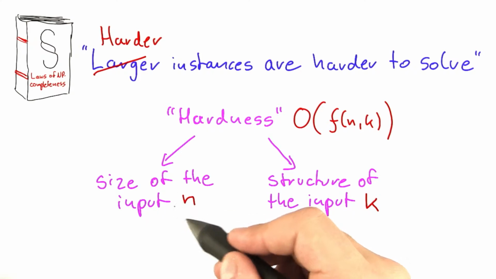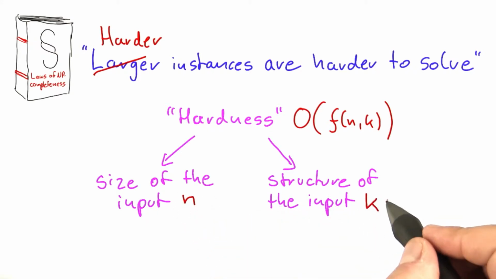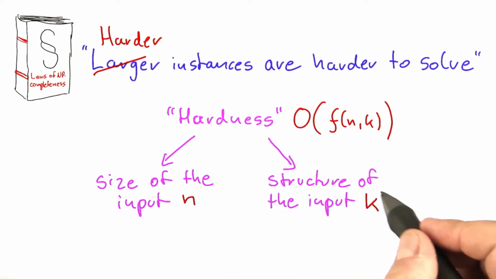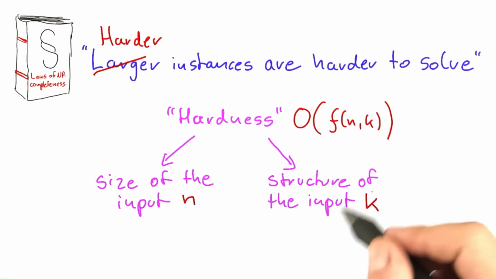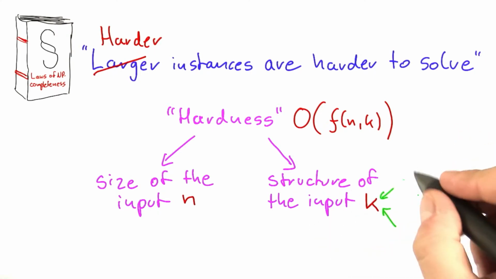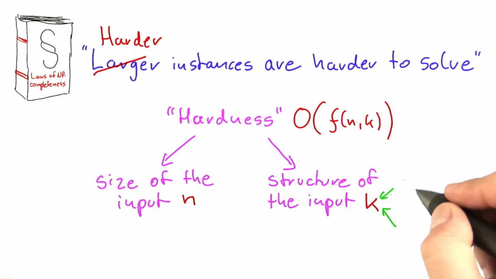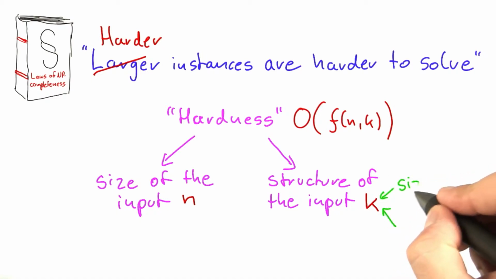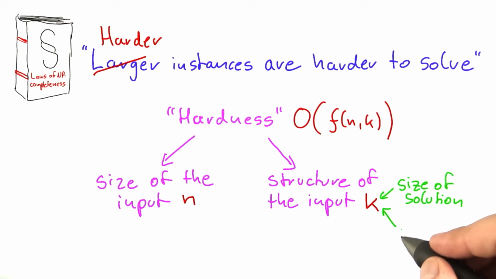One parameter is still the size of the input, and the other parameter is going to specify something about the structure of the input. Now, this might sound a bit abstract, so what could this parameter be? I'm going to show you two possibilities for this parameter, and we're going to discuss them in detail. One is size of the solution, and the other one is something I would call distance from triviality.